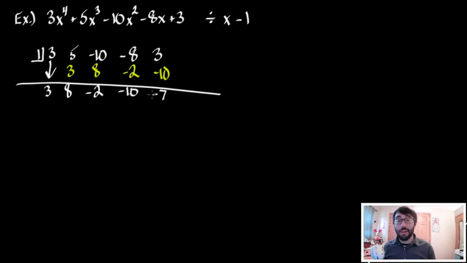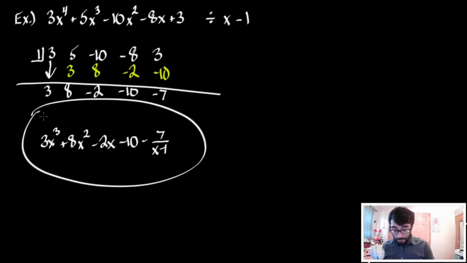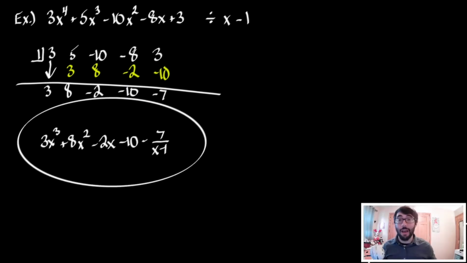So once again, we did get a remainder, so we're not dividing by a factor, but that is okay. So we started with an x to the 4th. We're breaking it down to an x to the 3rd. So we're going to have 3x cubed plus 8x squared minus 2x minus 10. Remember, we do have a remainder here, so we have a remainder of negative 7. So we can write that as plus negative 7 over x minus 1, or we can write that as minus 7 over x minus 1. And this would end up being our final answer.